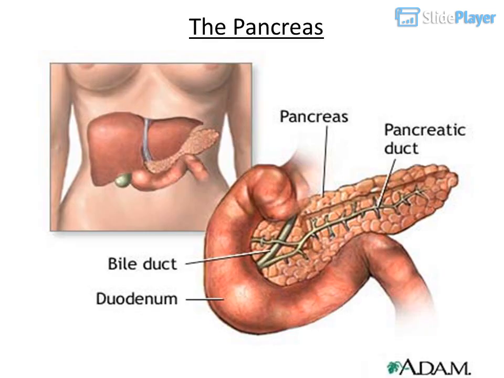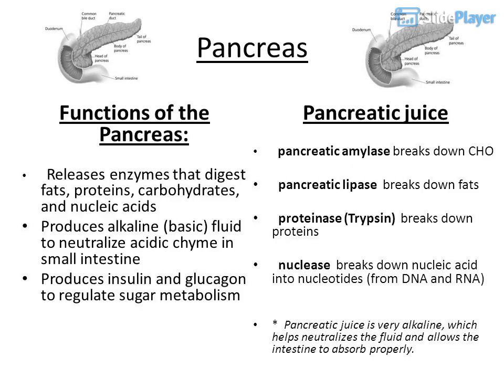The pancreas. Functions of the pancreas: releases enzymes that digest fats, proteins, carbohydrates, and nucleic acids. Produces alkaline, basic fluid to neutralize acidic chyme in the small intestine. Produces insulin and glucagon to regulate sugar metabolism.